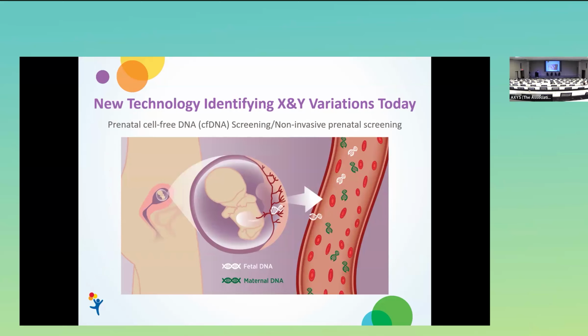There's a relatively new technology that you may have heard mentioned throughout the weekend called prenatal cell-free DNA screening, also referred to as non-invasive prenatal screening. And this is a technology that's now identifying X and Y variations during pregnancy today. So this technology is analyzing fragments from the fetal DNA, actually with an origin of the placenta, and these fetal fragments of DNA are naturally occurring, found in the mother's blood. And so it's a maternal blood test done during pregnancy that measures these fragments of fetal DNA.